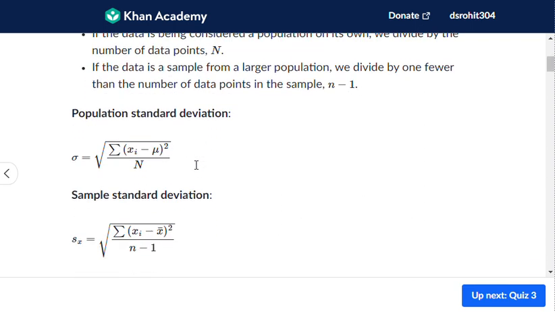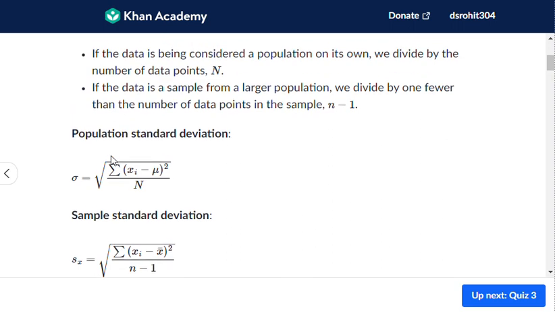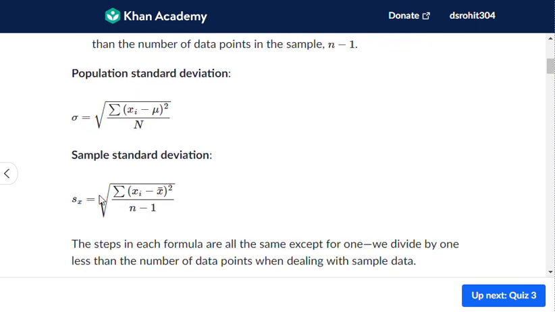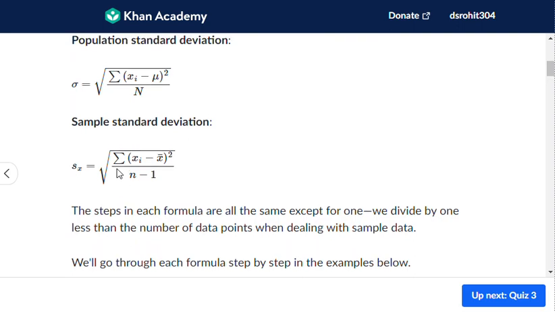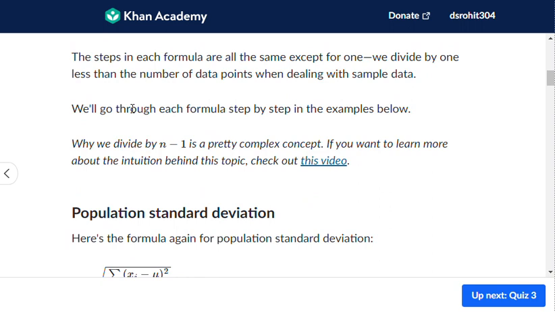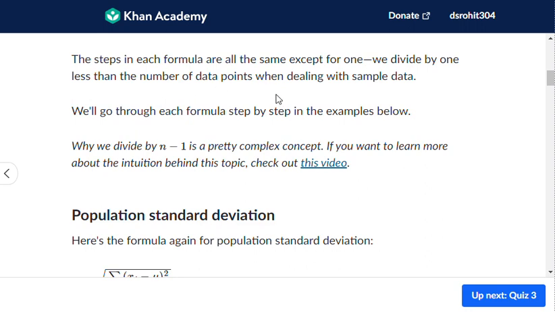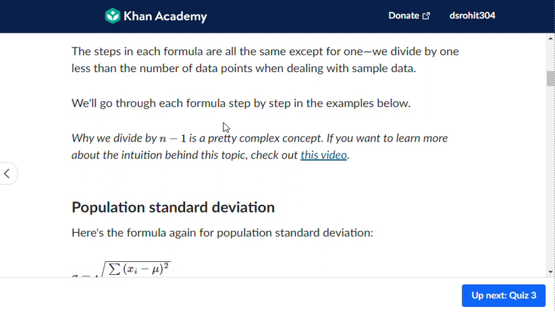Population standard deviation will be calculated using this formula if the data is considered a population. If the data is considered a sample, then we will use this formula. The steps are the same for both, except that we divide by 1 less than the number of data points when dealing with sample data. We will go through each formula step by step in the examples below.